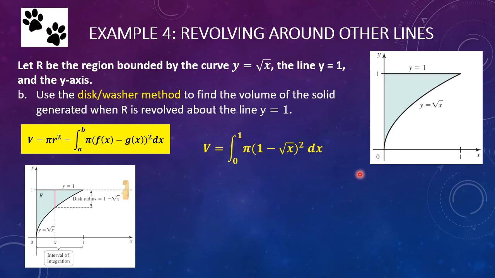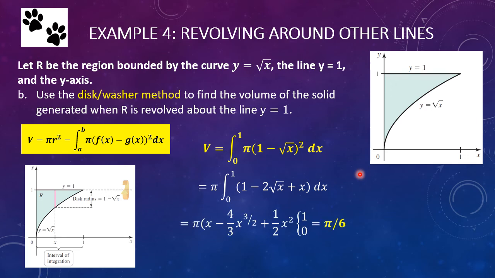And then this is a pretty straightforward integral to solve. We pull the pi outside. We go ahead and FOIL the 1 minus the square root of x squared. Apply the integral, and then apply the limits, and we get for the final value pi over 6. Again, we could use shells for this, and we could have used the disk method for the other problem. So we're going to look at that now.